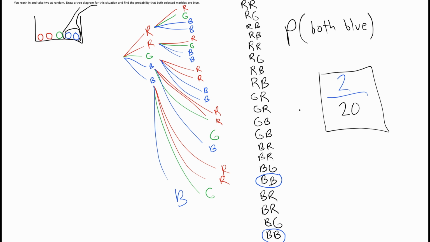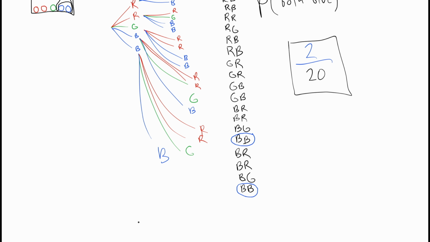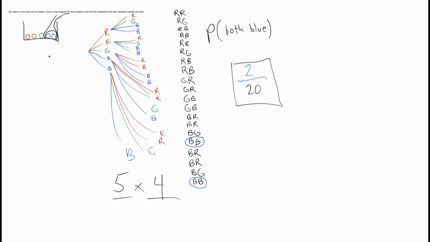Now there is a faster way that you want to use, if possible, for this. We can come up with the fundamental counting principle, which tells us the number of outcomes by multiplying by the fact that there's 5 ways to pick the first marble, 4 ways to pick the second marble. So that's going to give us our denominator of 20.